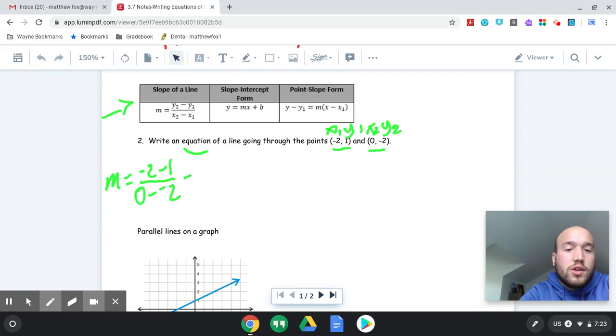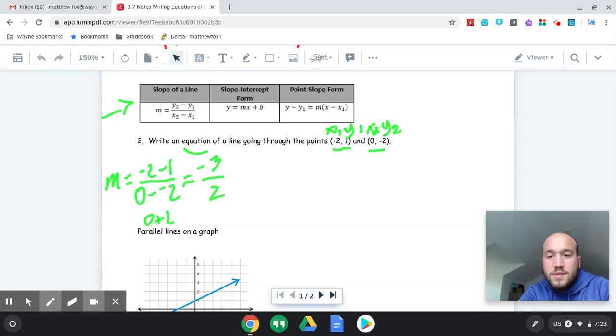-2 minus 1 here. That's going to give us -3 on top. And now 0 minus a negative. Minus minus is the same as 0 plus 2. Minus minus is the same as a plus sign. So we get a 2 on the bottom. So -3 over 2, that is going to be our slope.